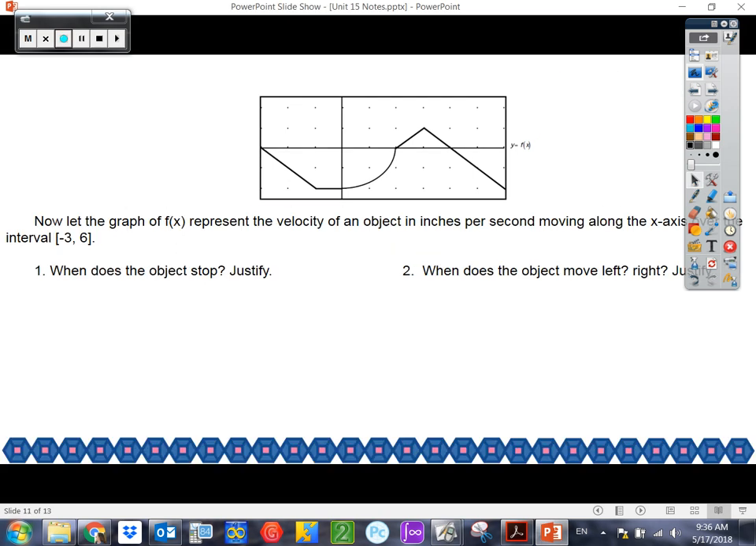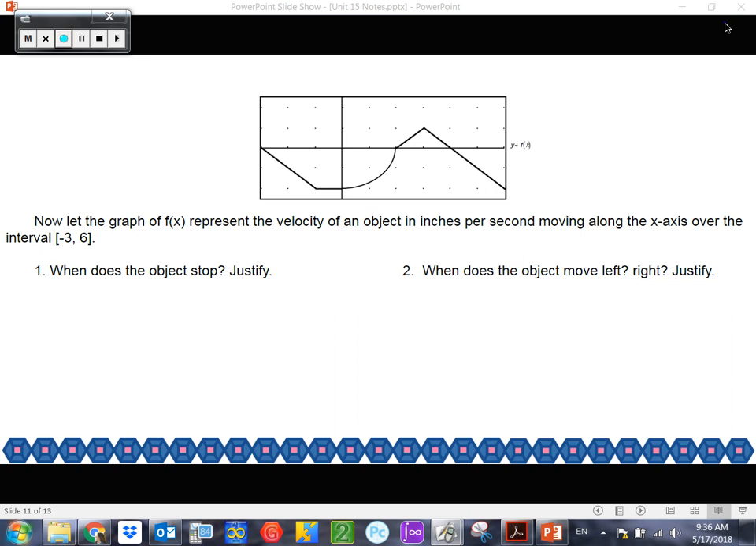And on this last slide, we're going to use the same picture, but we're going to look at it in a different light. We're using the same picture, but now we're going to use this as velocity. So we're going to read it differently than we would a position. So when does the object stop?